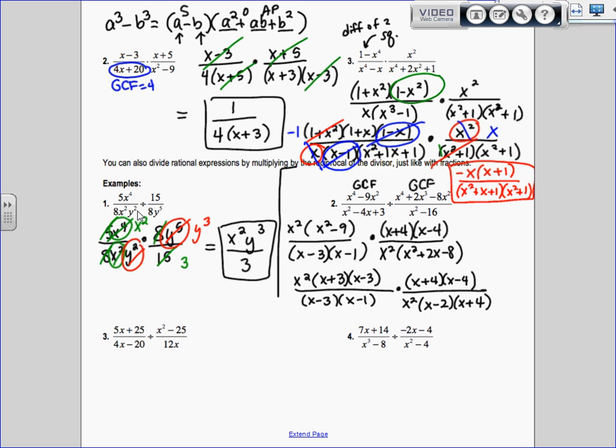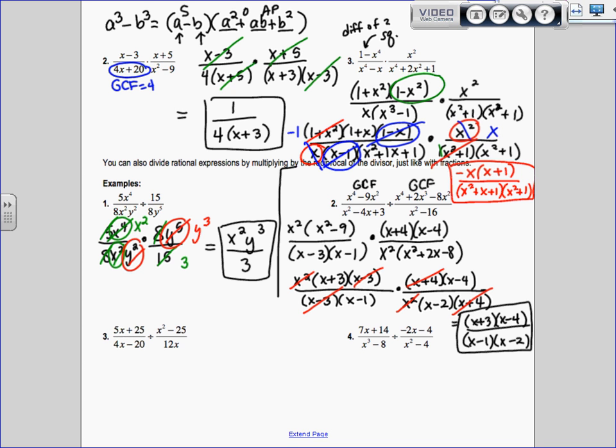Now we're ready for the fun part, canceling. X squared goes away, x squared goes away. X plus 4, x plus 4. X minus 3, x minus 3. Anything else? Nope, that's it. So our answer is going to be x plus 3 times x minus 4 all over x minus 1 times x minus 2. And that's it.